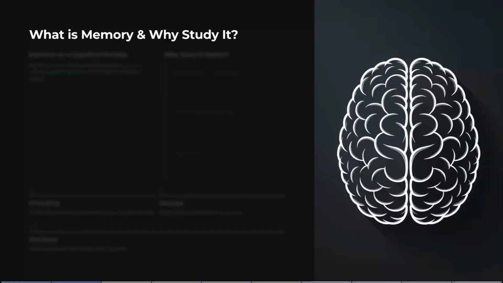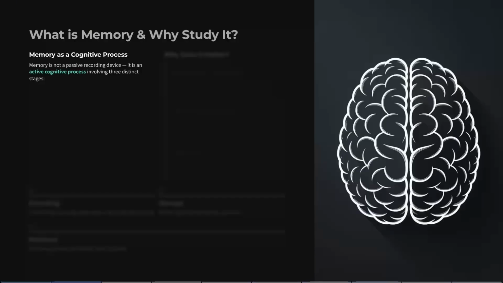Before we look at the model itself, let's establish what we actually mean by memory, because the way psychologists define it is subtly but importantly different from how we use the word in everyday life. In psychology, memory is not a passive recording device. It's not like a camera or a hard drive of a computer that simply captures and stores information unchanged. Memory is an active cognitive process, meaning it involves mental work, interpretation, and reconstruction at every stage.